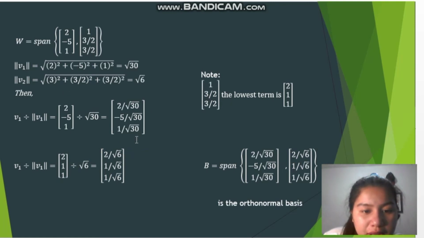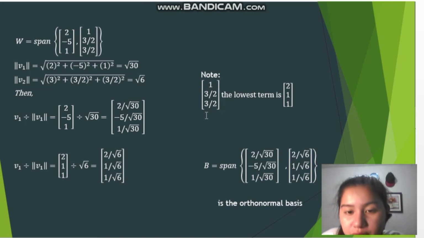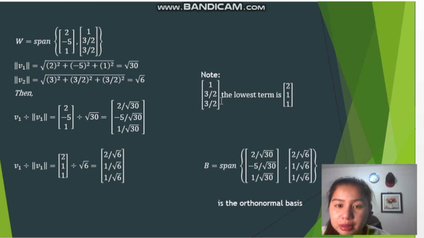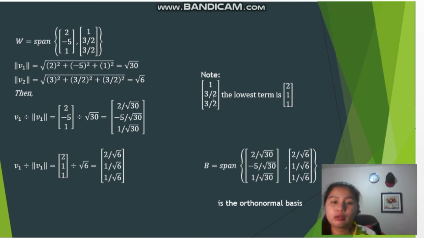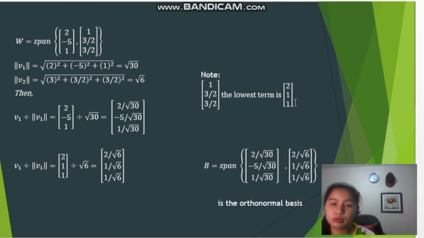Okay, so next, note, let's stay here first, with 1 and 3 over 2 and 3 over 2, we can reduce it to lowest terms, which is 2, 1, 1. Again, this v sub 2, we reduce to lowest terms. All elements we divide by 3 over 2, since they are all divisible by 3 over 2. So, 1 divided by 3 over 2 is 2. And then 3 over 2 divided by 3 over 2 is 1. The same with the last one, which is 1.